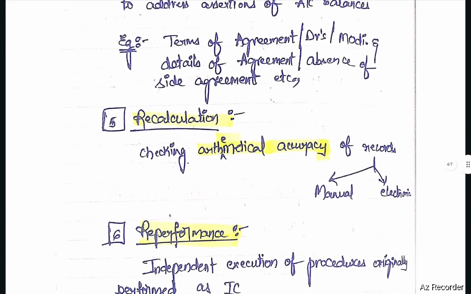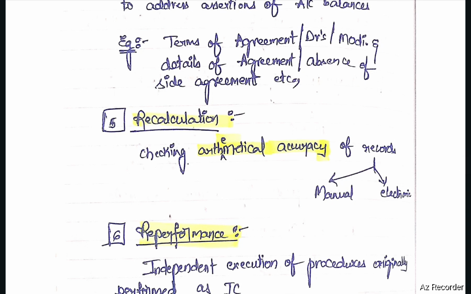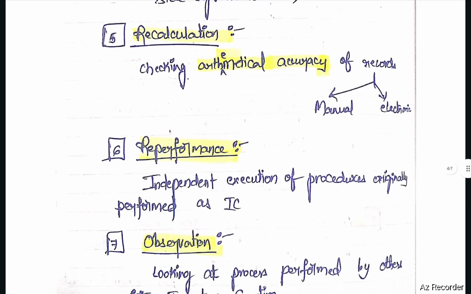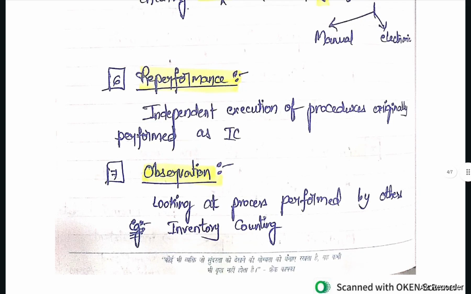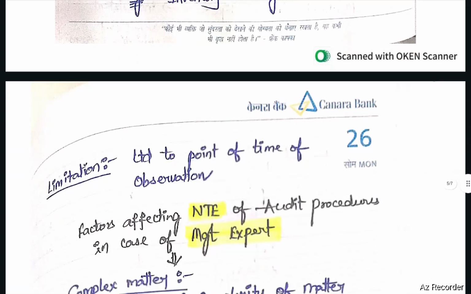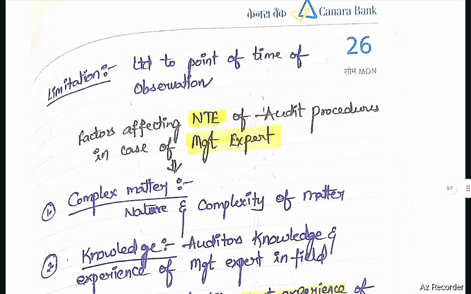Recalculation. Checking arithmetical accuracy of the records manually or electronically. Records may be manual records or electronic records. Reperformance. Independent execution of procedures originally performed as internal controls. Observation. Looking at process performed by others. Example, inventory counting. Limitation: it is limited to the point of time of observation.